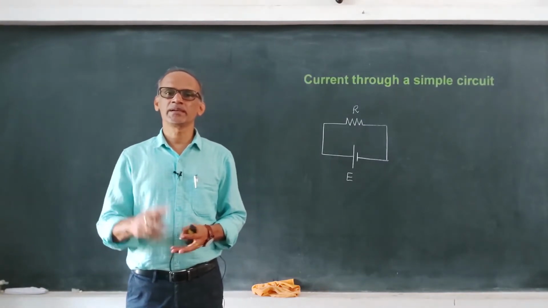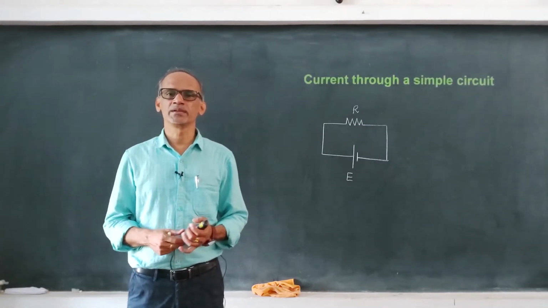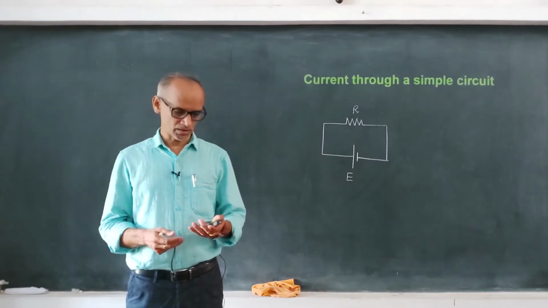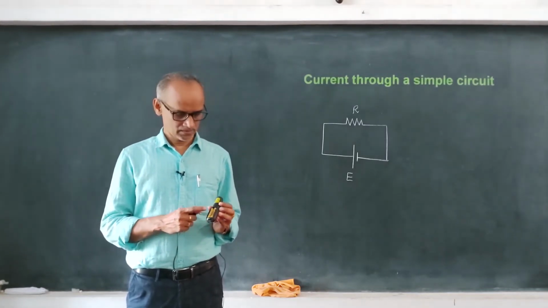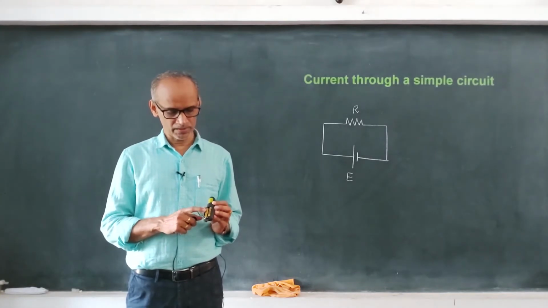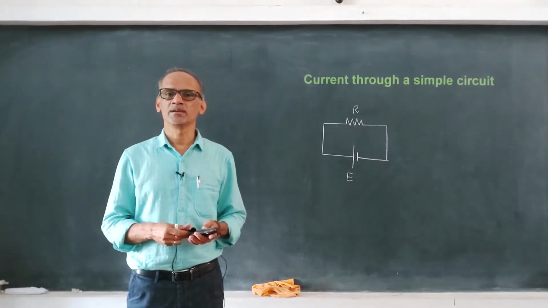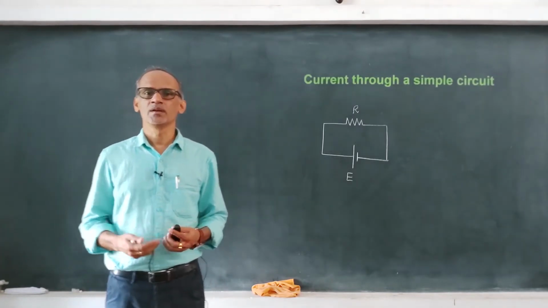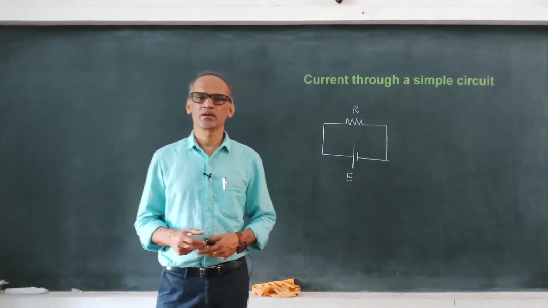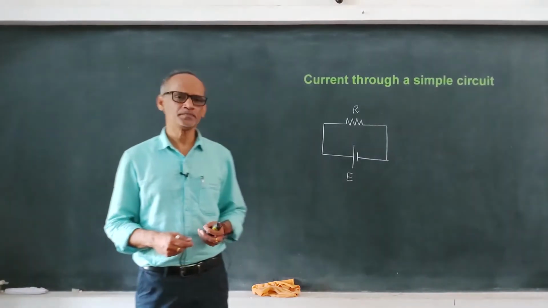Then we have the dry cell, which we normally use in the torch, or here we have a remote in which we use small cells. So, these are all the dry cells. Then there is the electric generator. There are solar cells. So, these all provide electric energy, and they are called a source of EMF.